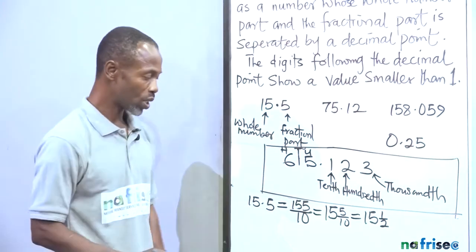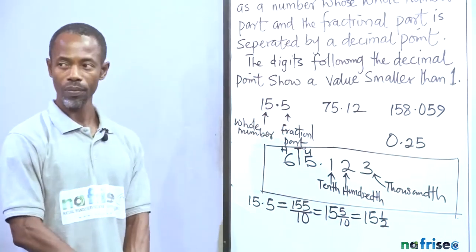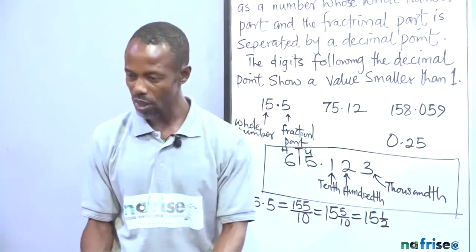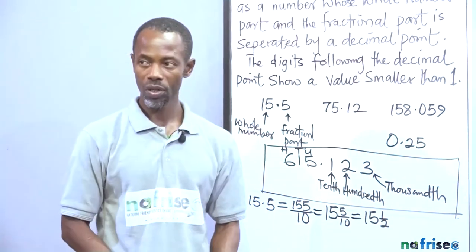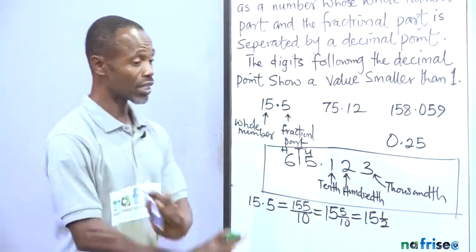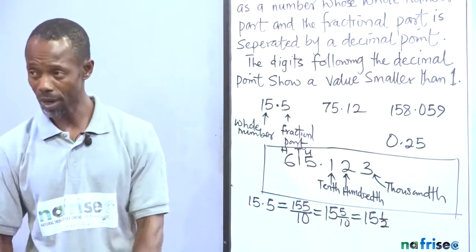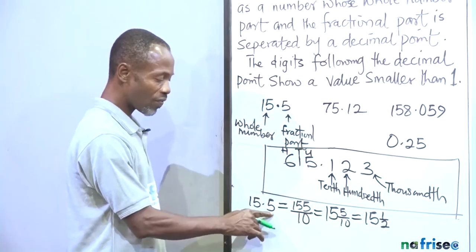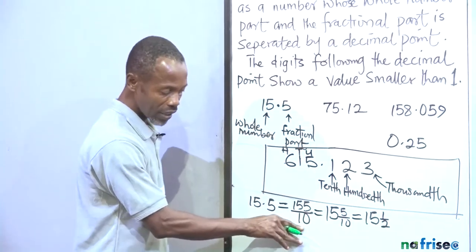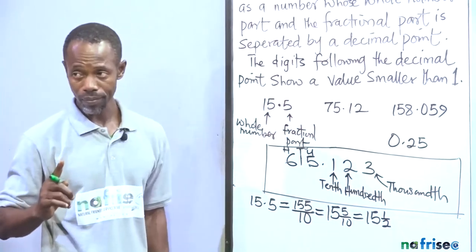And 1 over 2 is the same as what? 0.5. So there's this correlation between decimal fractions and common fractions. But this time around, we're not talking about decimal fractions, and we're not talking about common fractions. We're talking about decimals. Okay, so take note that this 15.5, see what I did? It has a power of 10. It has a denominator of 10.